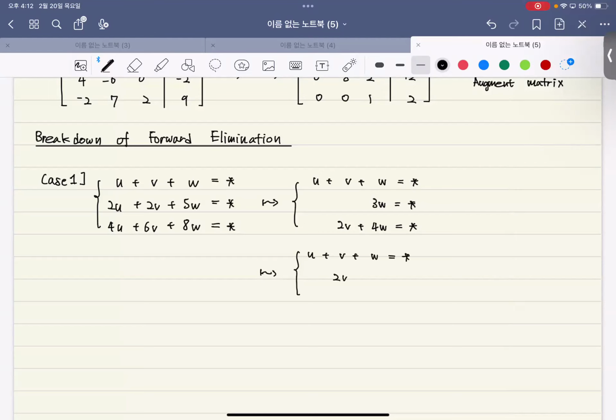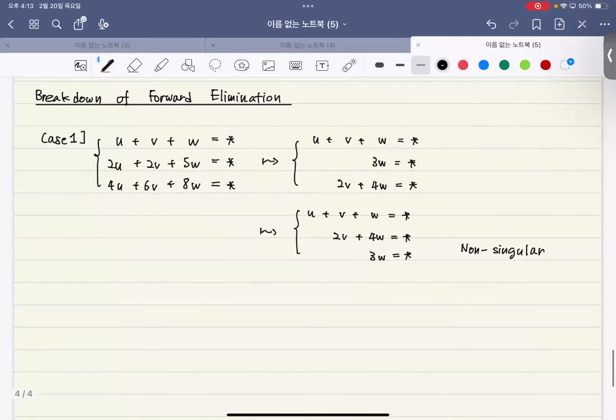The 2V, 4W. So the elimination step is doable in this case. Even though it looks like the Gaussian elimination has broken down, this is a non-singular case. So Gaussian elimination is doable in this case.